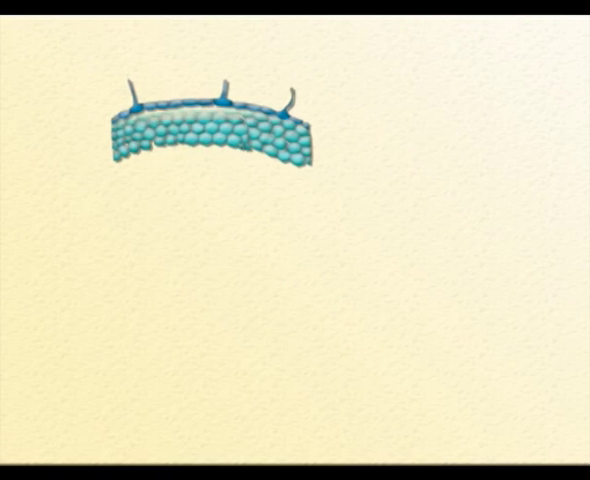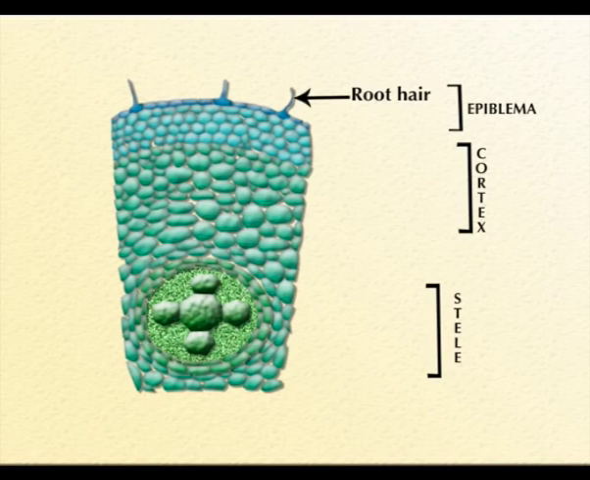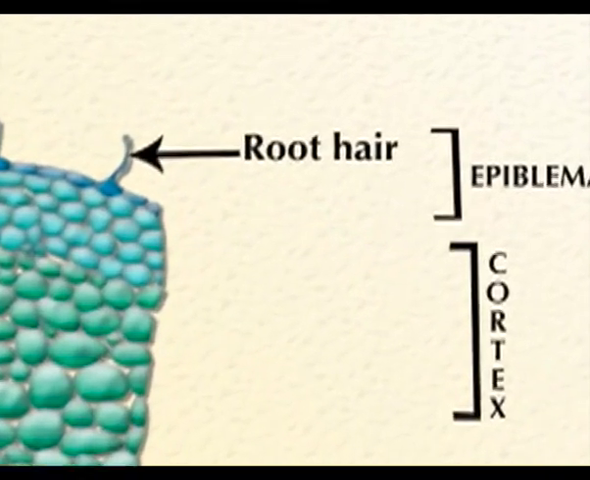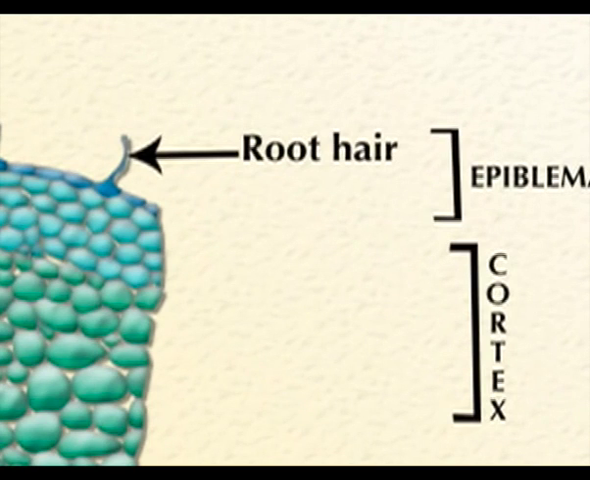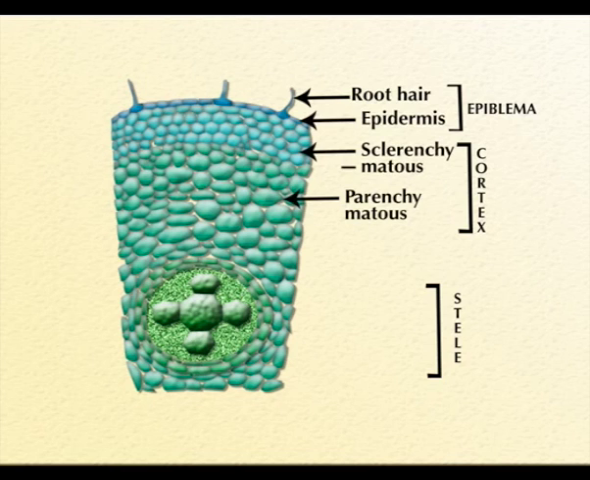Now let us discuss the internal structure of root. A transverse section of root shows epiblema, cortex and stele. The single-layered epiblema forms the outermost protective covering of the root. Some cells of epiblema elongate to form root hairs. The epiblema is followed by a wide cortex, usually differentiated into an outer sclerenchymatous and an inner parenchymatous region. The latter has intercellular spaces. The sclerenchymatous outer cortex is also known as exodermis.